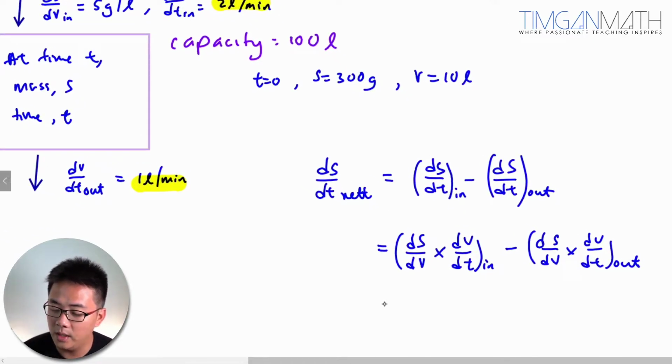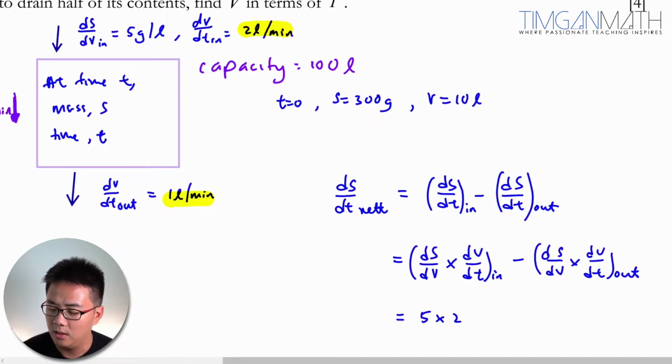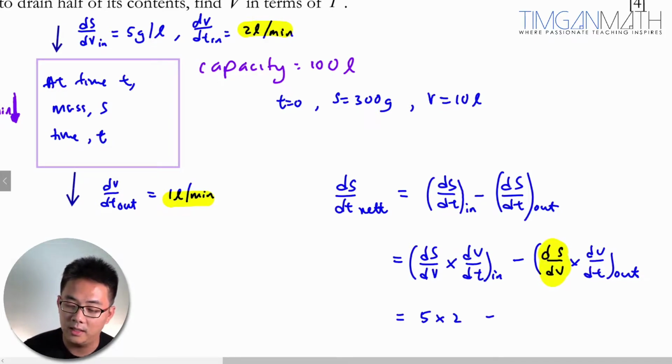So this going in is okay. Going in is basically just 5 times 2, right? The one going out is the tricky one. ds/dt, on the other hand, is ds/dV times dV/dt here at the time t.